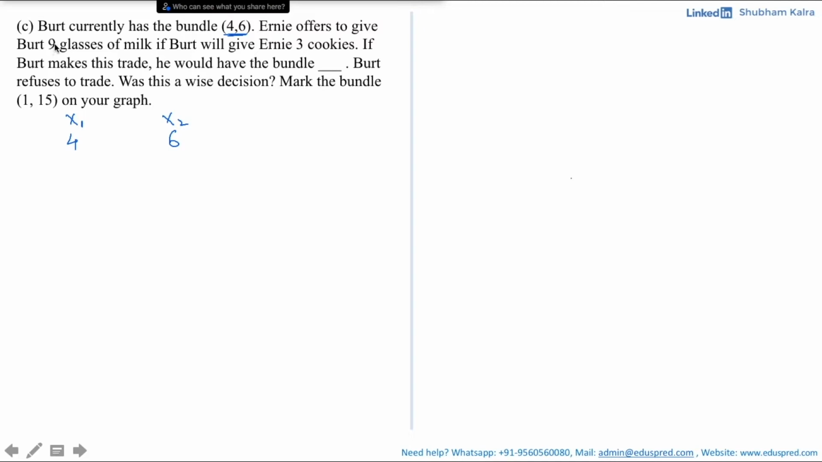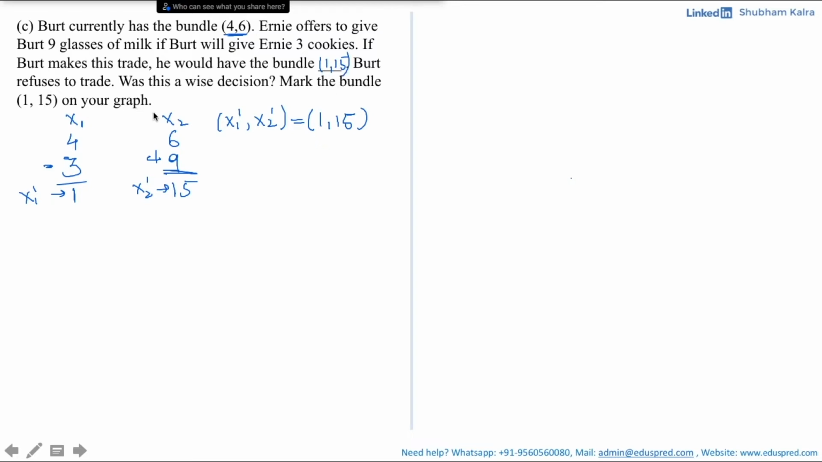If Ernie offers to give Burt 9 glasses of milk, that would be plus 9 as he's getting more milk. If Burt will give Ernie 3 cookies, that means Ernie is taking away 3 cookies from Burt. So the new value of x1 would be 1, which is 4 minus 3, and x2 would be 15. Hence, let us call the new consumption bundle x1 dash, x2 dash, which is nothing but 1, 15. Thus, if Burt makes this trade, he would have the consumption bundle 1, 15.